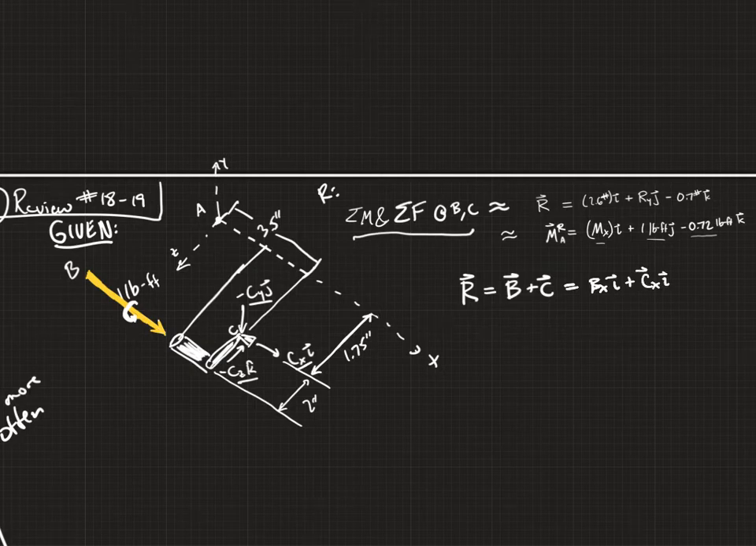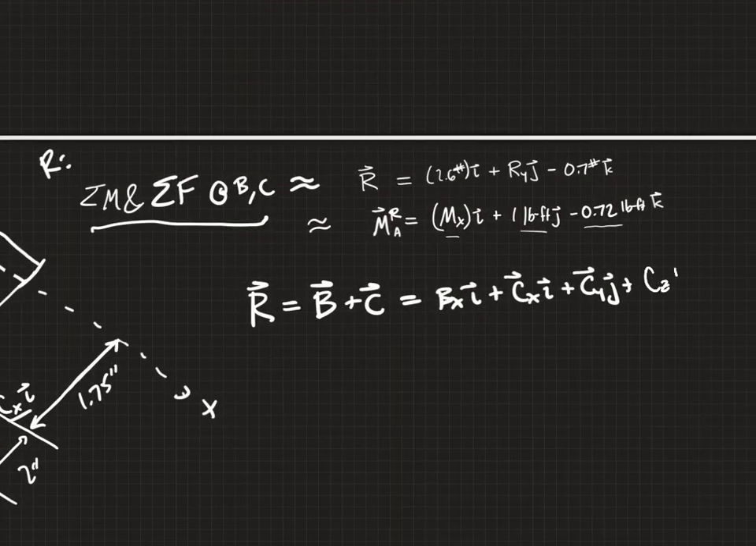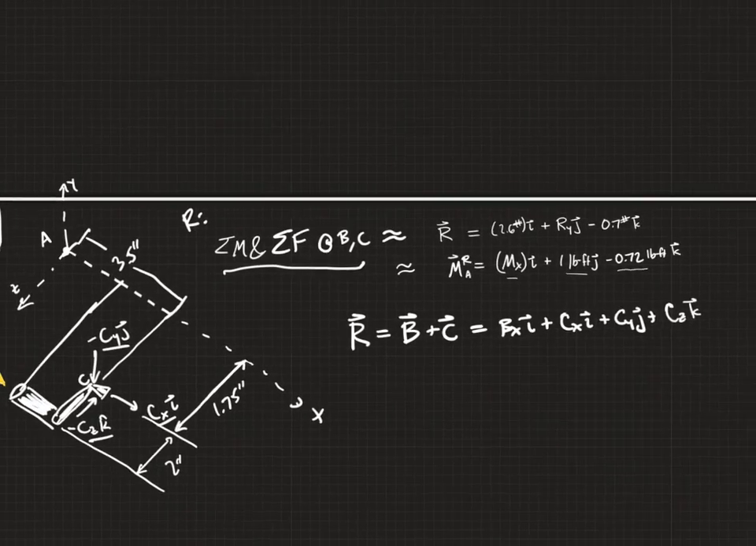I plus Cy times J plus Cz times K. Okay, so I guess we don't need those lines over the top. Okay, so yeah, we're looking pretty good here.